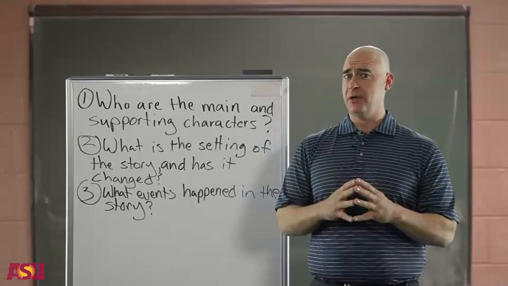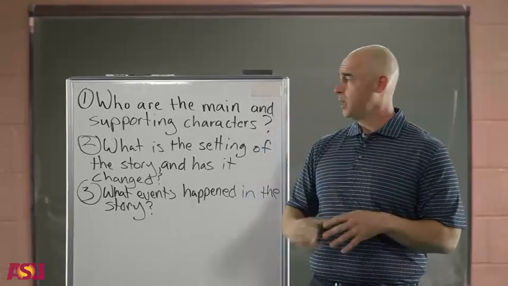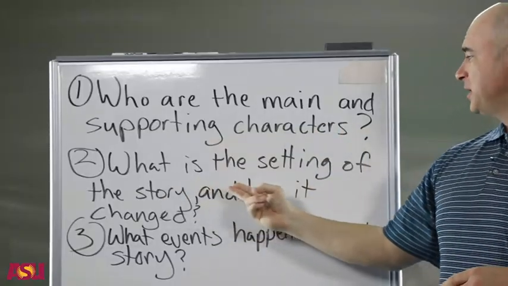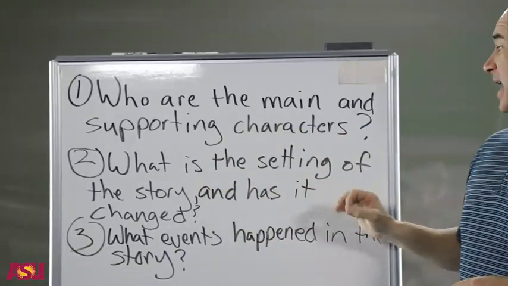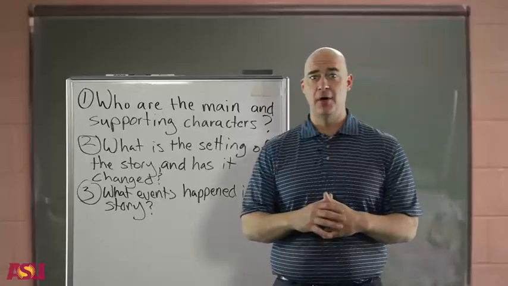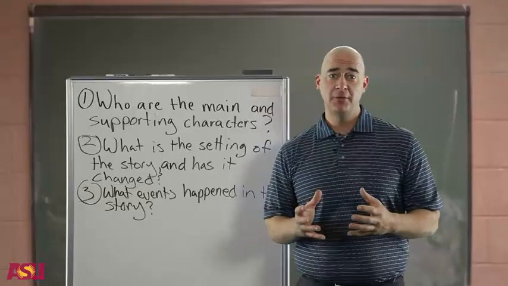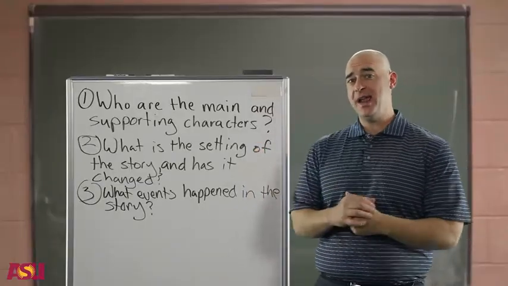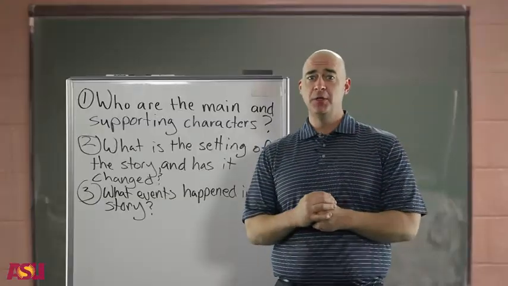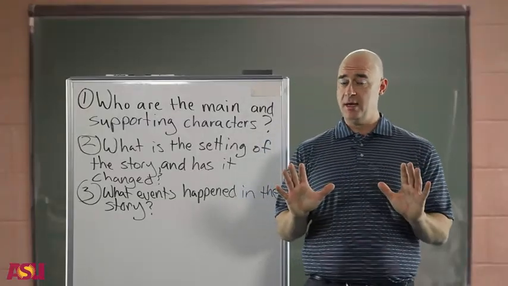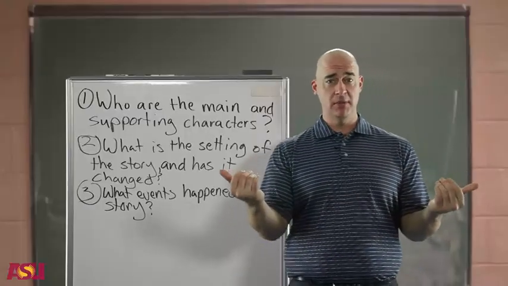Specifically, I want you to focus on the three questions that I've written on the board. Who are the main characters and supporting characters of the story? What is the setting of the story and has it changed? And what events have happened in the story? Once you have answered these three questions in your groups, I'll ask you to come up to the board and share your answers with the class. Each person will have to answer one of the three questions. Do you understand? Any questions? Okay, go.